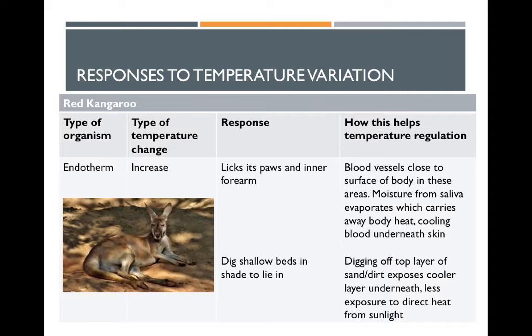The other thing a red kangaroo can do when it gets too hot is it digs shallow beds in the shade to lie in. So basically it digs off a layer of the sand that has been exposed to the heat, and it does it in areas of the shade. So that helps it, A, to get out of direct sunlight, so it's got less exposure to that direct heat. And also by digging off the top layer of sand, it means that the cooler sand underneath is exposed and it can lay on it rather than the stuff that's been in the heat all day. So that helps it cool down as well.